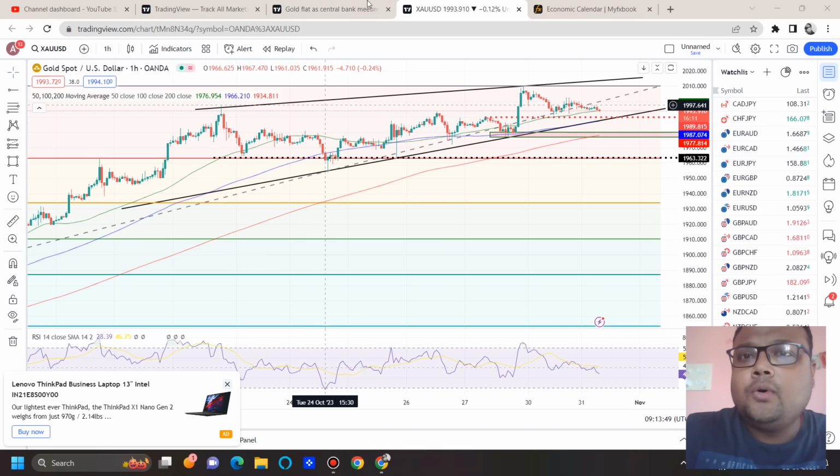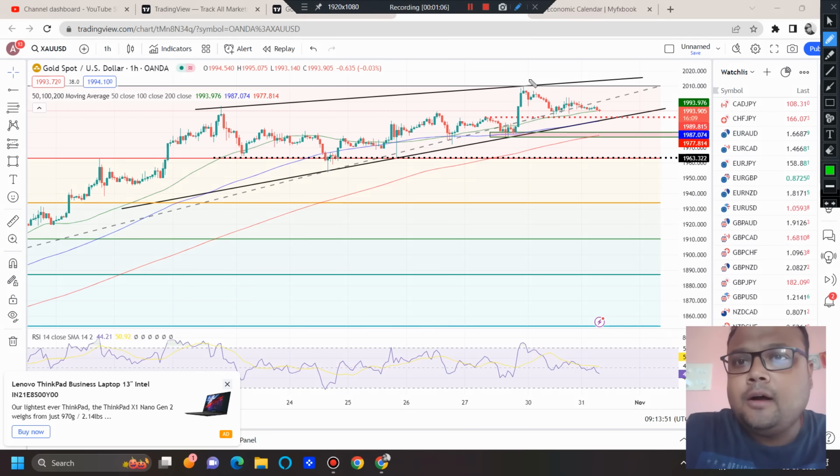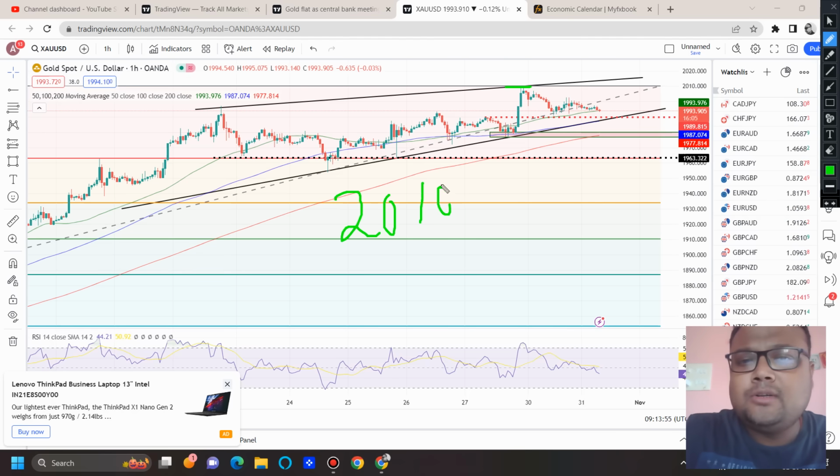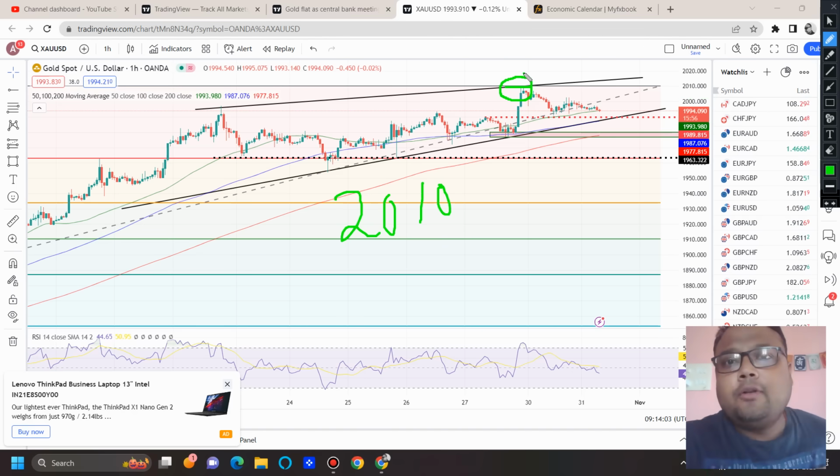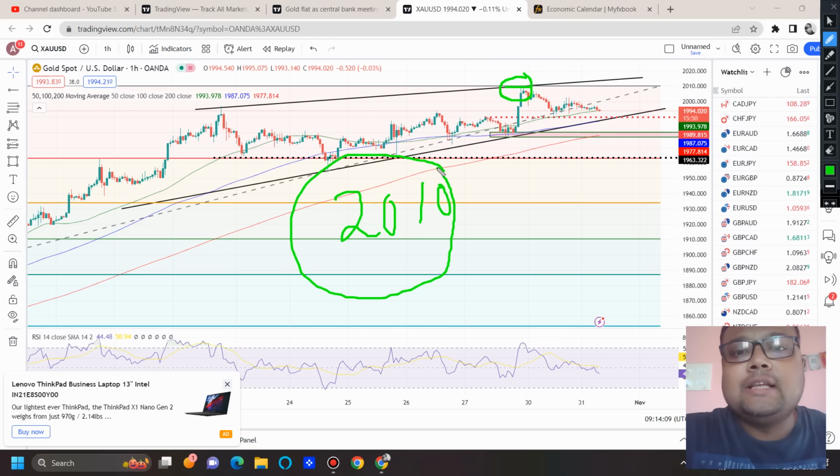Last week, we saw gold making a high of 2010, or in some charts, around 2009. But this is the high of gold right now. As I have already told you guys on Saturday, to continue the upside, gold needs to cross this 2010 level. And we can clearly see right now that right after the market opening, gold is retracing. A correction is going on.